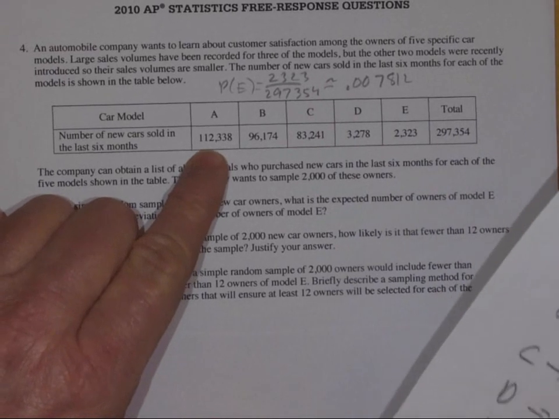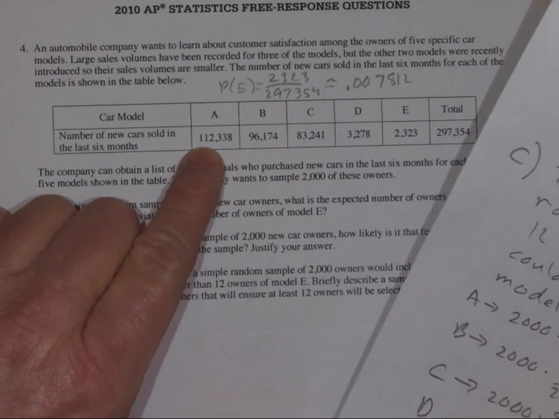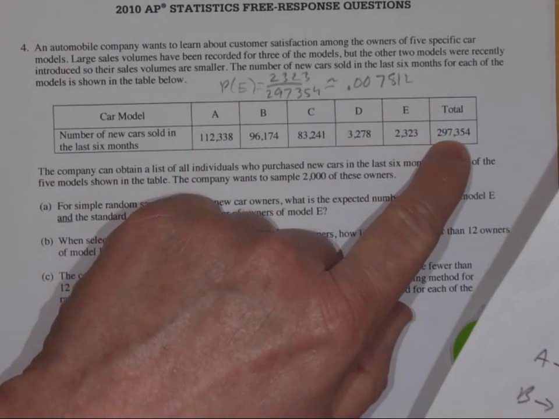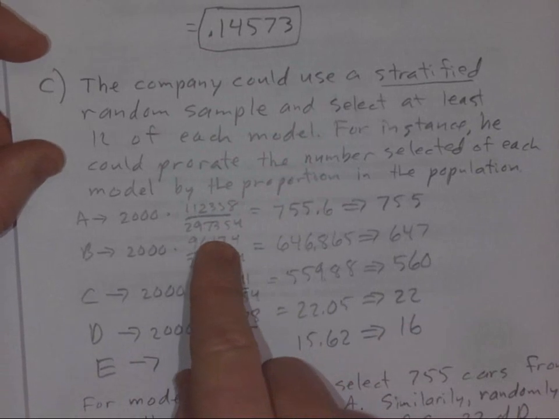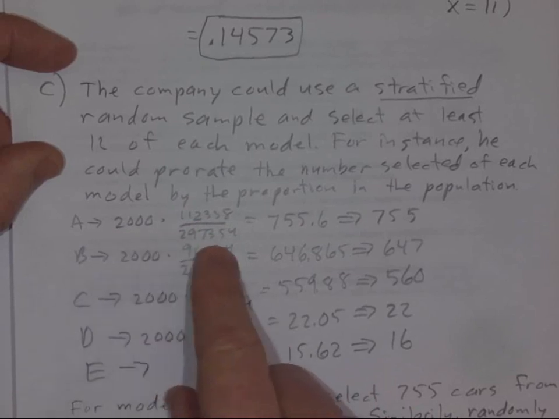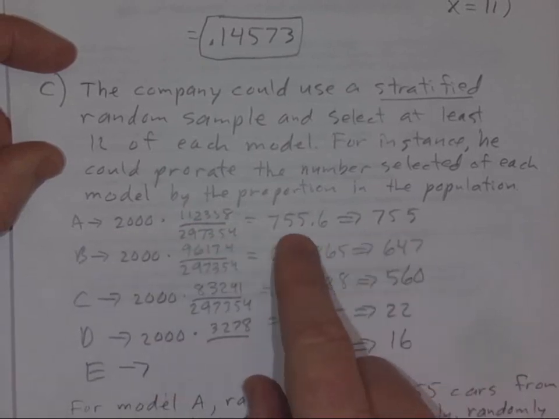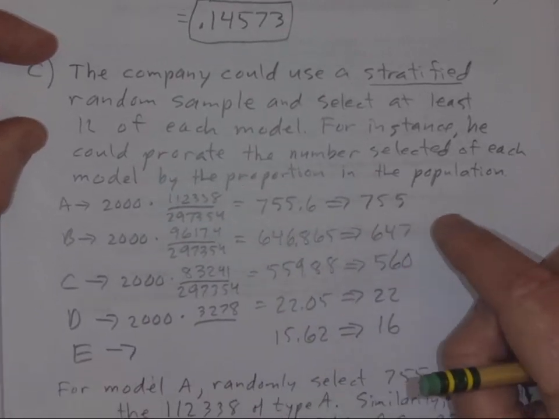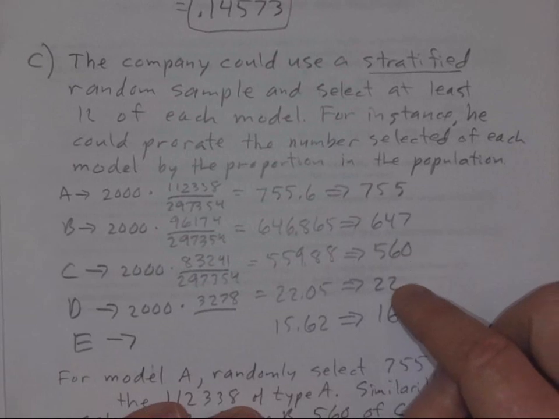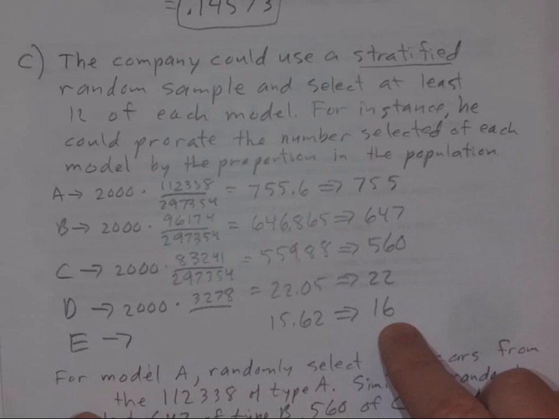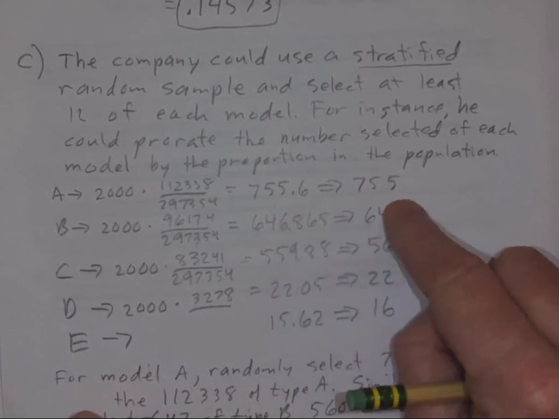Like for A, in the population, the proportion that got A is 112,338 divided by 297,354. And so that's what I did right here. So there's the proportion of A in the population. If I multiply it by 2,000, I got 755.6. All right. Now I would get 755. The reason I rounded down here is I rounded up on these here, and when you added them up, they added up to 2,001. And so I had to take the one that was closest to rounding down and round it down.